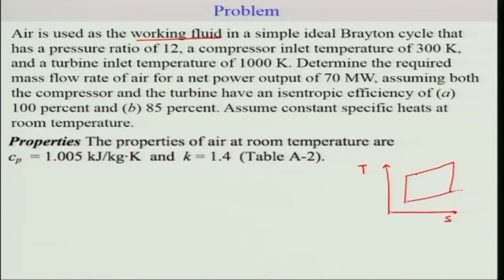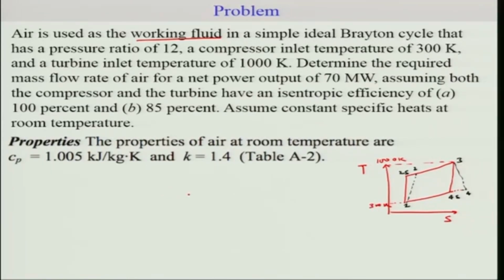Okay, so this is nothing but your 4S, 2S, 2, and this is your 3, and this is your 1. So what we know is that the turbine inlet temperature is 1000 Kelvin. Now the turbine process is basically 3 to 4, so inlet will be at 3. So this is your turbine at 1000 Kelvin, and the compressor inlet temperature is 300. So 300 is 1 because this is the inlet of a compressor.